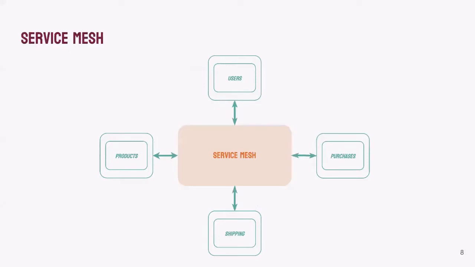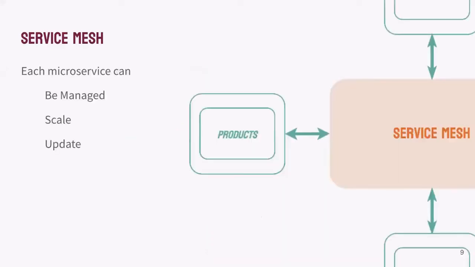This abstracts away all of the complex logic of traffic routing and inter-service communication. And by setting up your service like this, it allows each of your microservices to be managed, to scale, and to update without having to worry about how it's going to affect any other part of the system. And that's really important when we start talking about deployment.